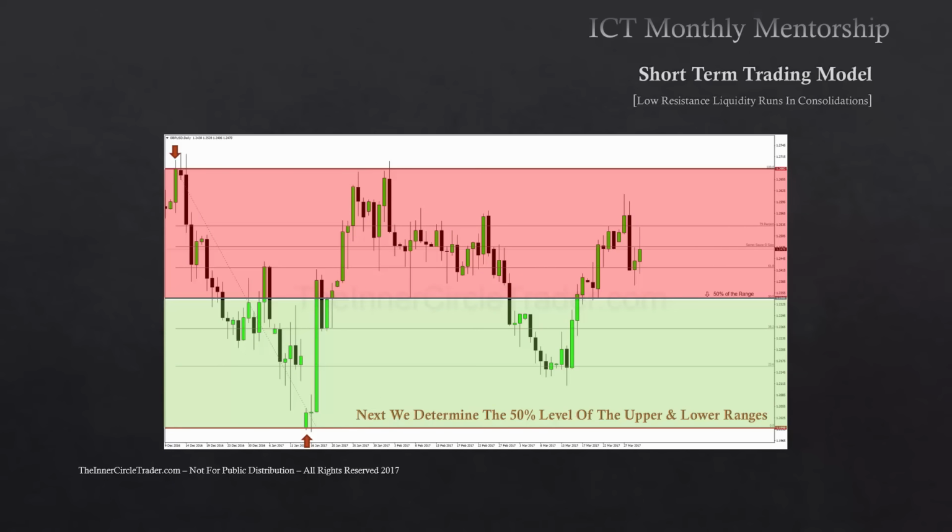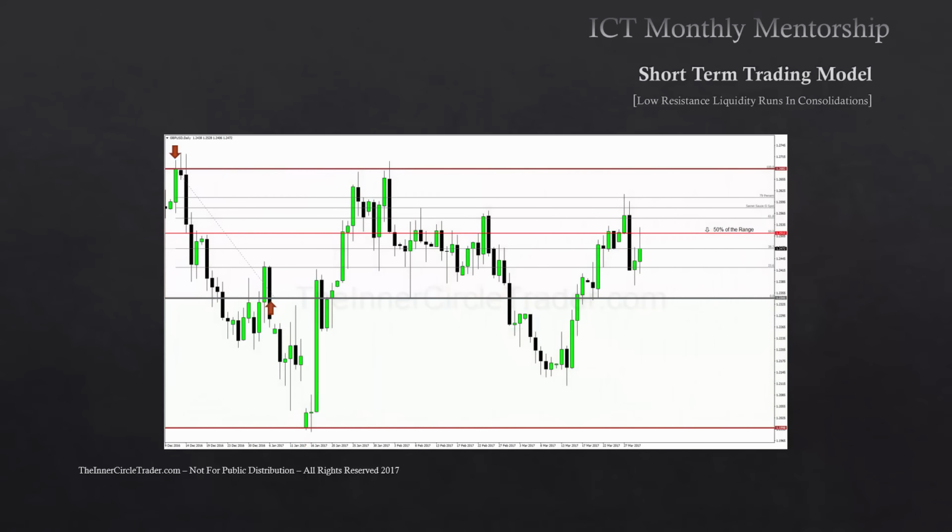Next, we have to determine the 50% levels of the upper and lower ranges. Anything above the 50% level, that's going to be the area at which we look for sell scenarios, either by taking profit on longs or short positions. And anything in the lower portion, we're looking for longs or covering short positions.